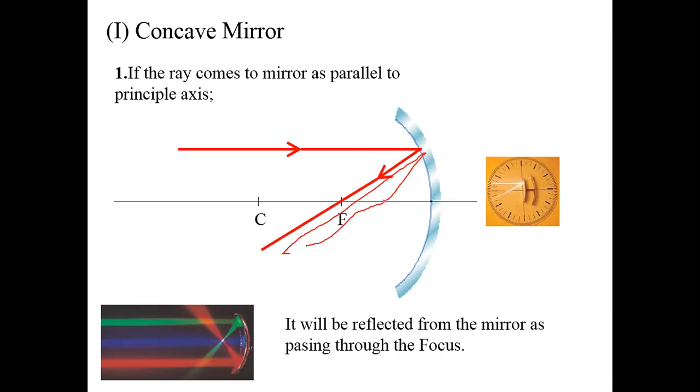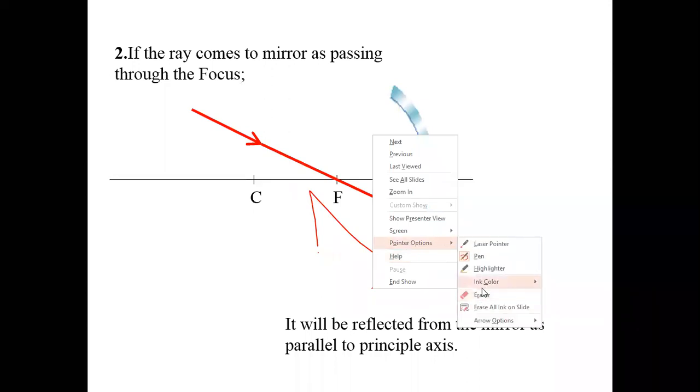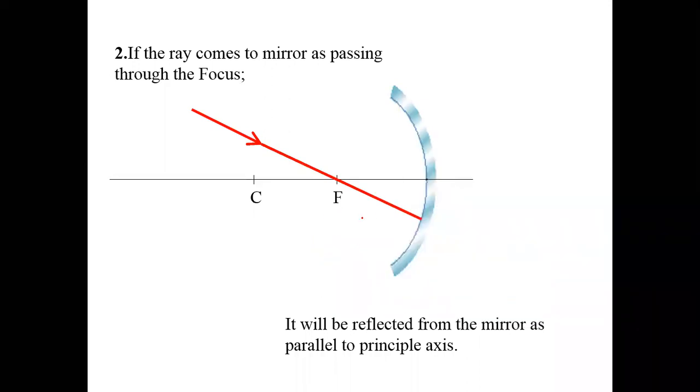And the second one, when you send a ray through the focus, then the ray is going to be reflected parallel to the principal axis. It's vice versa. The first one we send parallel, and it is reflected over the focal point. The second one you send through the focal point, and it is reflected parallel to the principal axis. These two rays are very important because whenever you get an image in a concave and convex mirror, you are going to use this property of the ray.